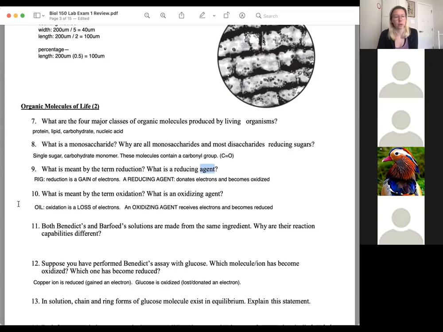So if we go to number 11, we had the Benedict's and the Barfoed's reagents for these solutions. And they were actually made of the same ingredient, because they both had that very blue color, but they reacted differently to these substances. So why was their reaction capability different? What caused them to react differently with these carbohydrates?